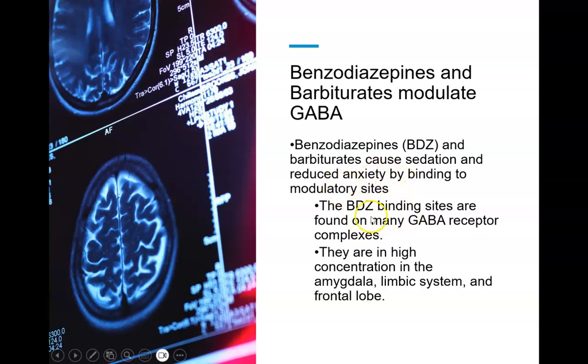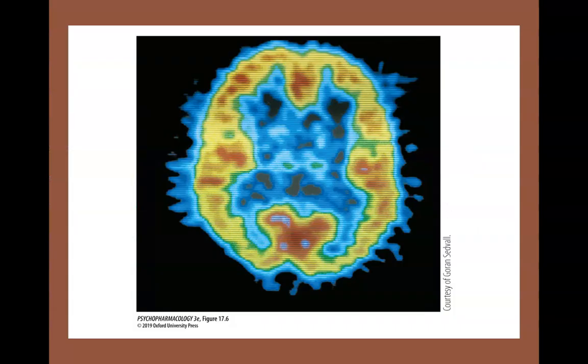at modulatory sites. So we actually find if you look at a GABA receptor, there is a binding site specifically for benzodiazepines, and these receptors have very high concentration in areas like the amygdala, the limbic system, and the frontal lobe. So if we can enhance GABA, we may potentially be able to reduce that anxiety.